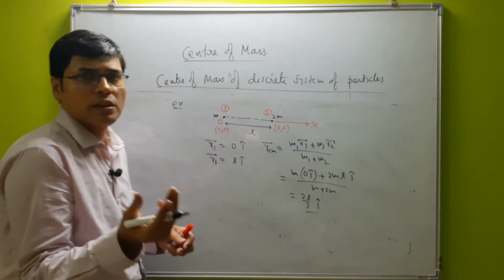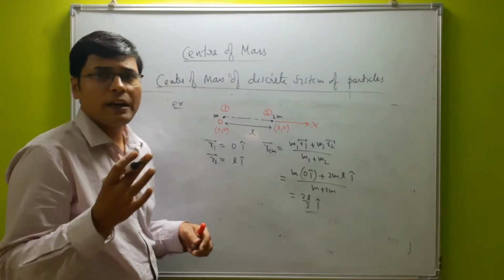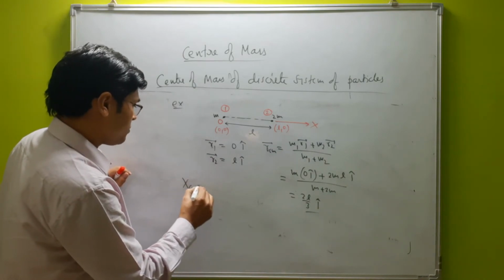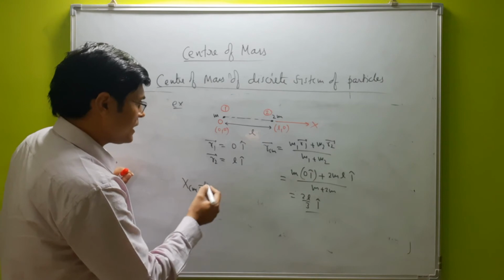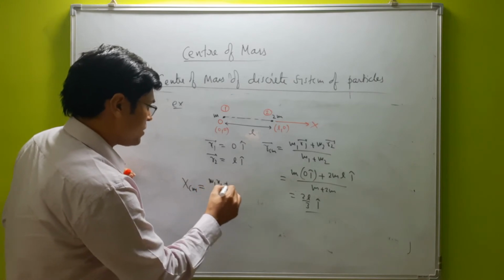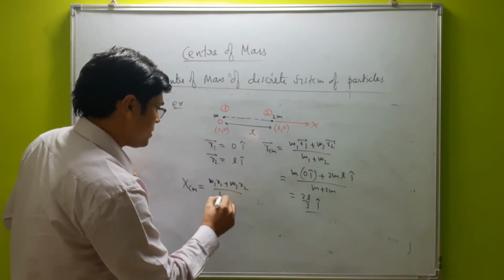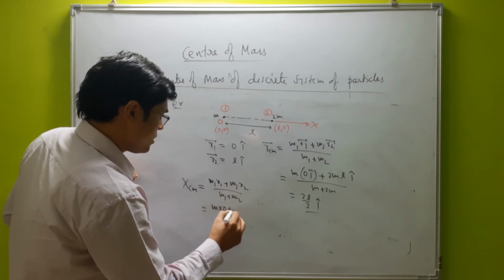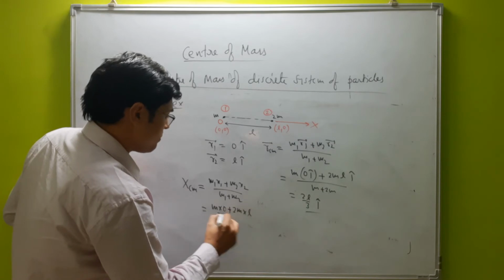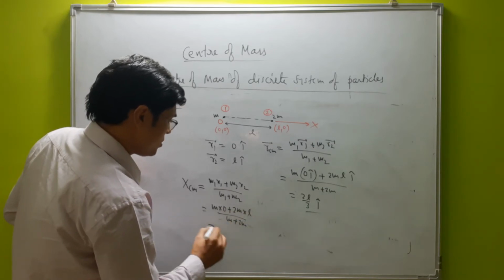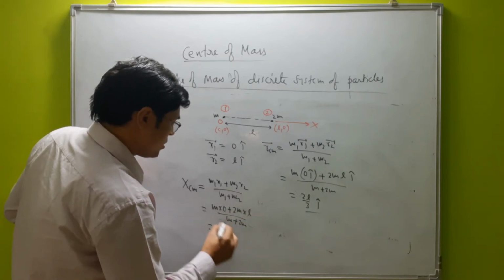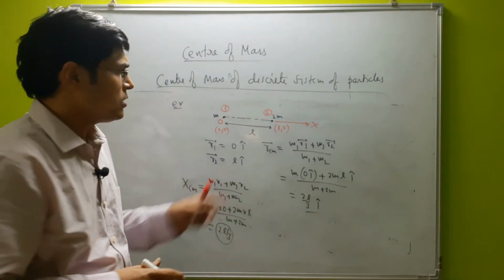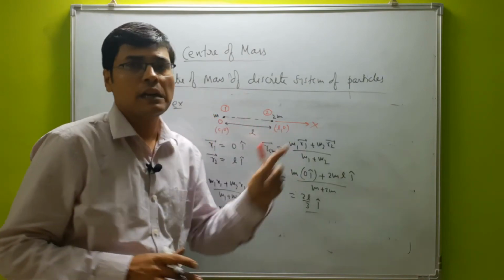Alternatively, if you had used the x_CM format, right? If you had used x_CM for calculating the center of mass, in that case this would be (m1 x1 plus m2 x2) by (m1 plus m2), right? So this would have been m into 0 plus 2m into L, by m plus 2m. This is 2L by 3. So here these two forms do not matter, because this is along a single dimension.